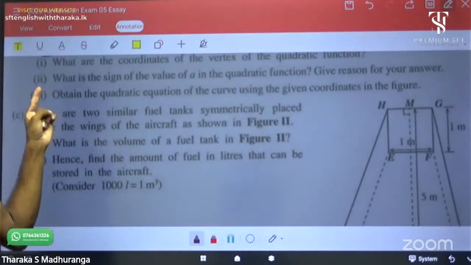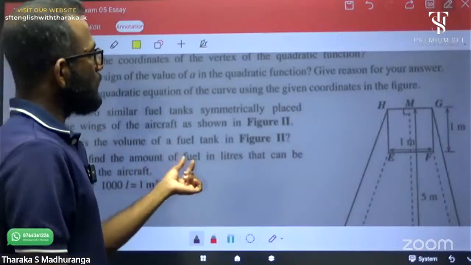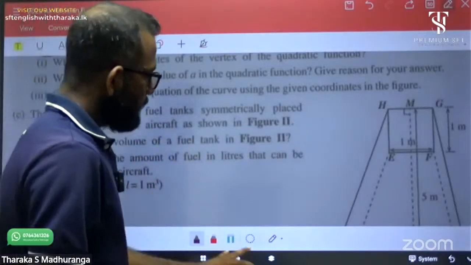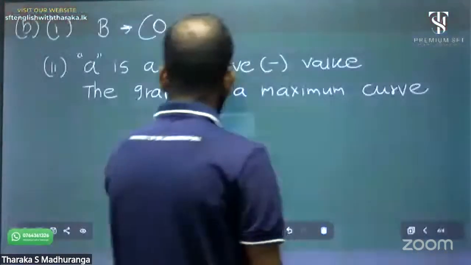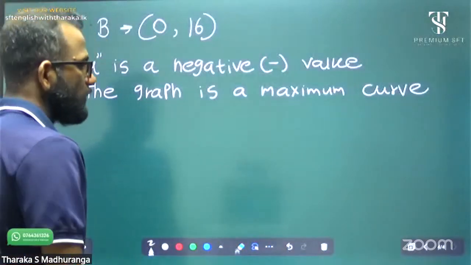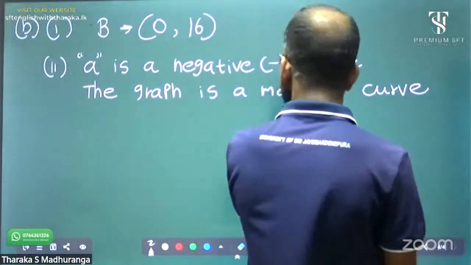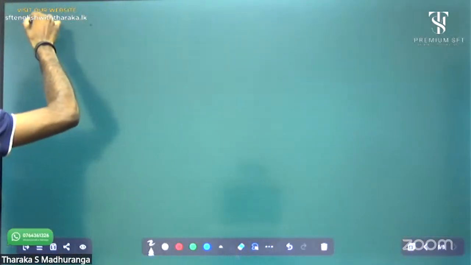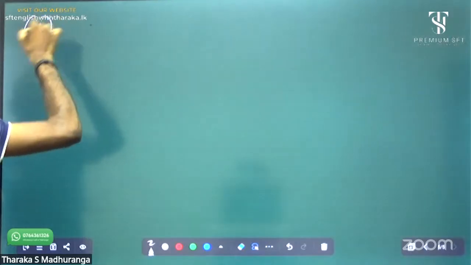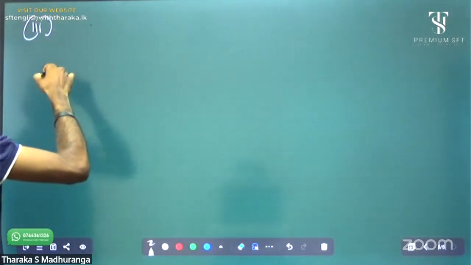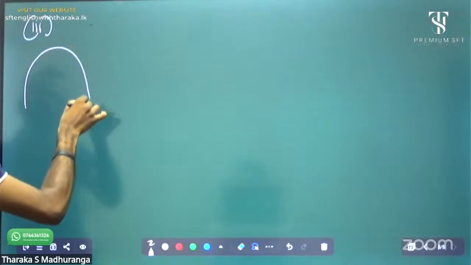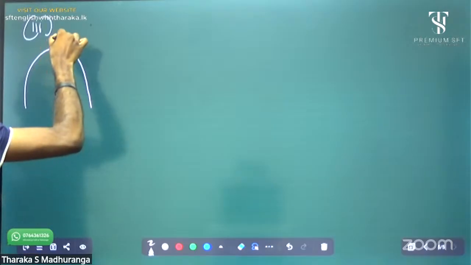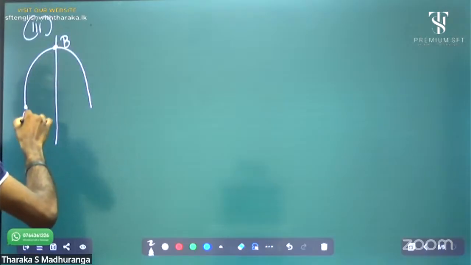Okay. Obtain the quadratic equation of the curve using the given coordinates in the figure. Okay, given coordinates. I'll get another page. Third one. Okay, I'll draw a sketch diagram for easy understanding. This is a curve, and this is the y-axis. It is B and A and C, right?